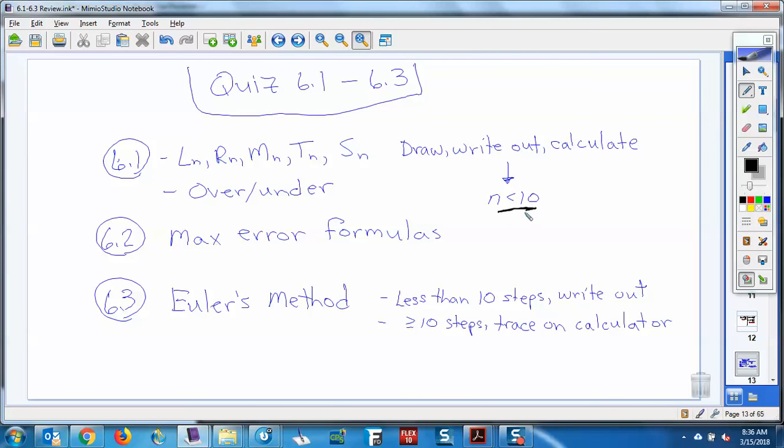Understanding that if you have single digit subdivisions, less than 10, you might have to draw out some rectangles. Kind of like we did on the last quiz, you might have to draw out some rectangles, draw out some trapezoids, write out the sum, add it up on your calculator, get the calculation, and be able to answer questions about over, under, and the max error formulas. And then Euler's method: less than 10 steps, write it out in your table; more than 10 steps, we trace it on our calculator.